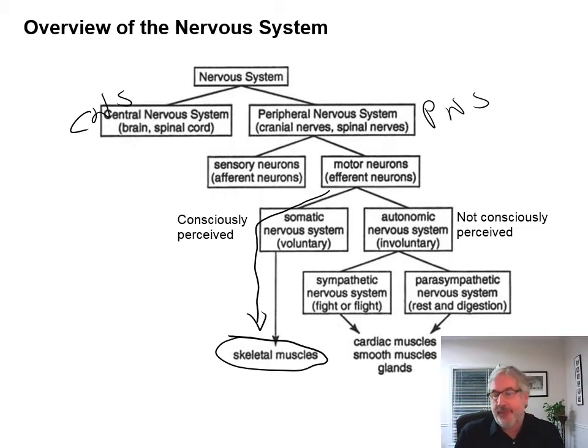Then you have the autonomic, or think of it as the automatic nervous system. The autonomic nervous system controls things that are not consciously perceived. And that's divided into sympathetic and parasympathetic divisions. The sympathetic division is the fight or flight system, and the parasympathetic division is the rest and digest system. And those act on the cardiac muscles, smooth muscles, and glands. Okay, the next slide is more complicated. I just want you to see this overview, then I'm going to show this in a little more detail.